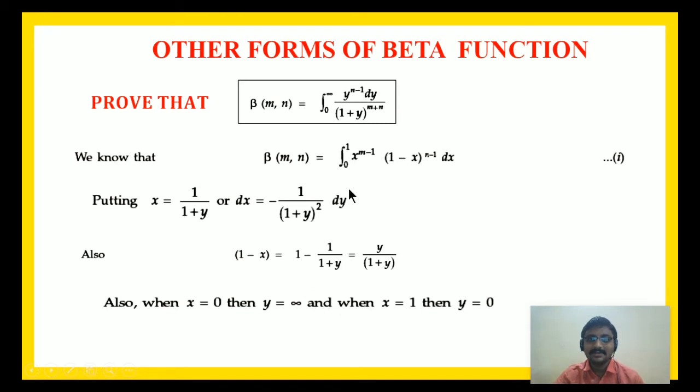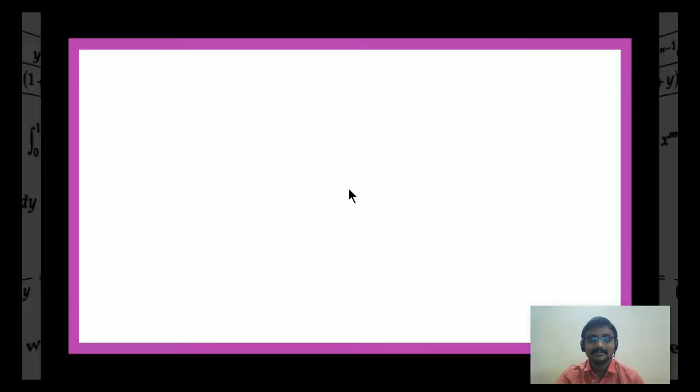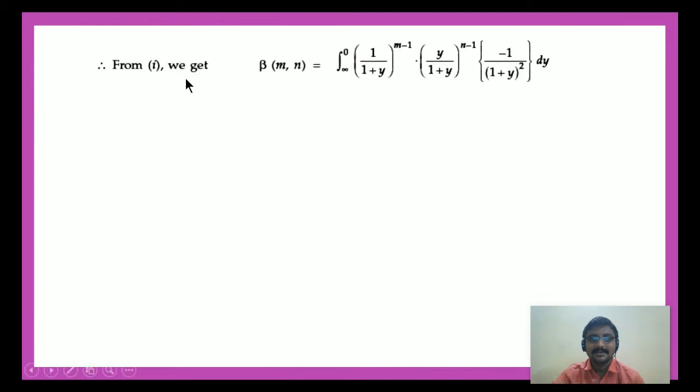Substituting all these values in equation 1, we get beta of m, n is the integral from infinity to 0, those are the new limits for y, replacing the x value as 1 by 1 plus y, and the 1 minus x value is y by 1 plus y, and dx value is negative 1 by (1 plus y) whole square dy. Now simplifying this integrand, we will have the integral from 0 to infinity, because we are neglecting minus here. So minus becomes positive, interchanging the limits: infinity to 0 becomes 0 to infinity.